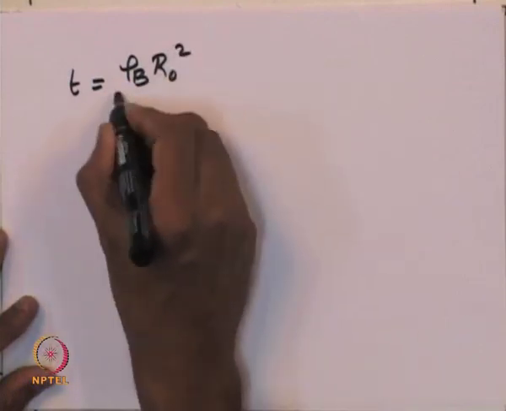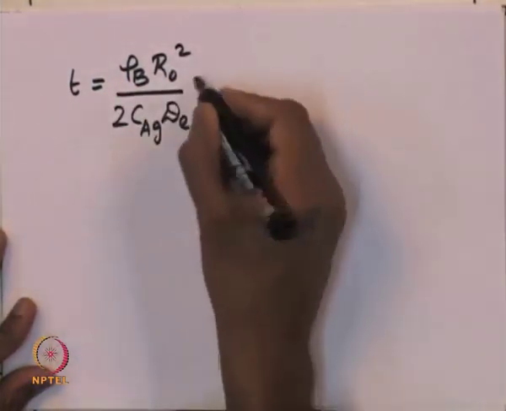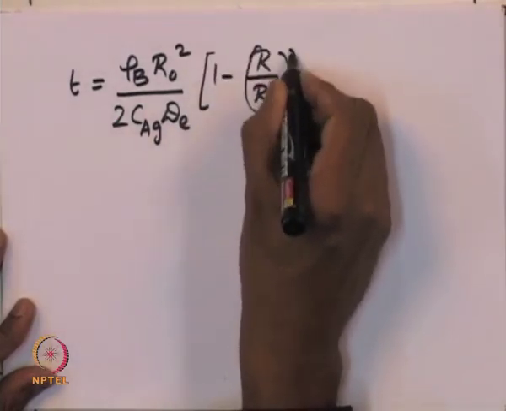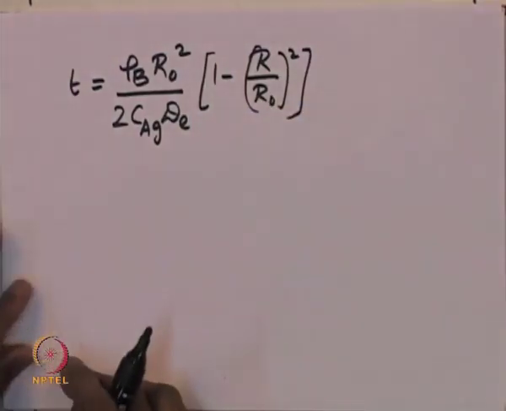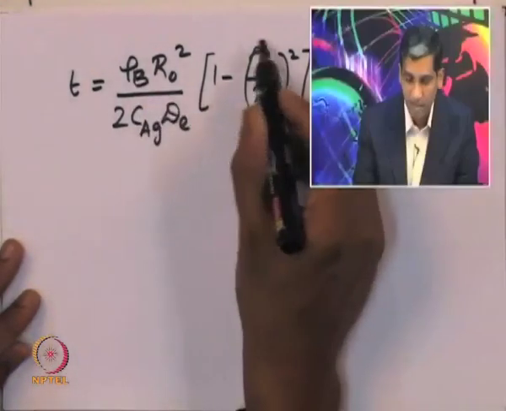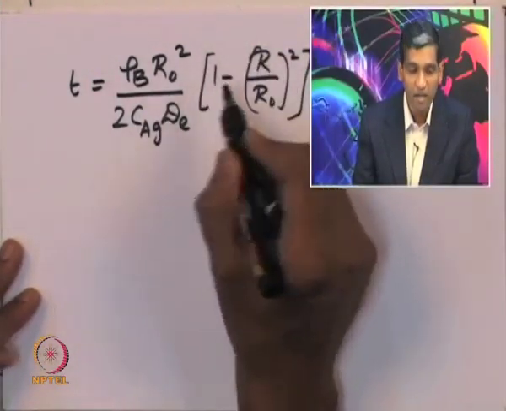Now, integrating, we can find out the time taken for reaching a certain radius. Time t is given by rho b r naught square divided by 2 times Cag into the effective diffusivity, times 1 minus r by r naught, the whole square. So, that is the time taken by the particle to reach a certain radius r because of the heterogeneous gas-solid reaction.